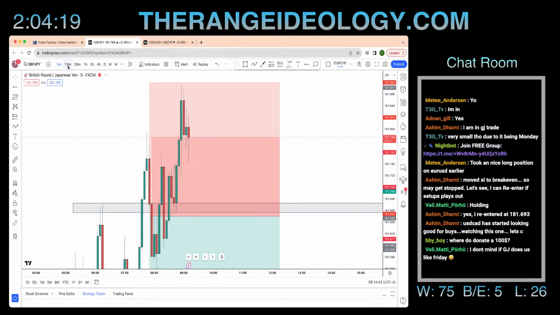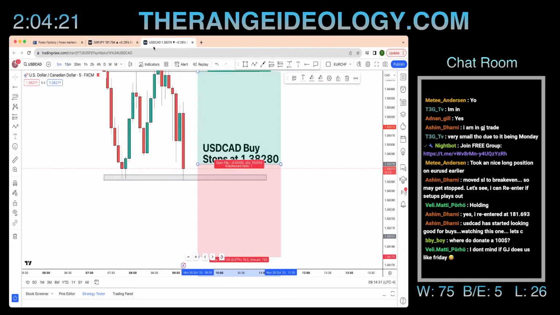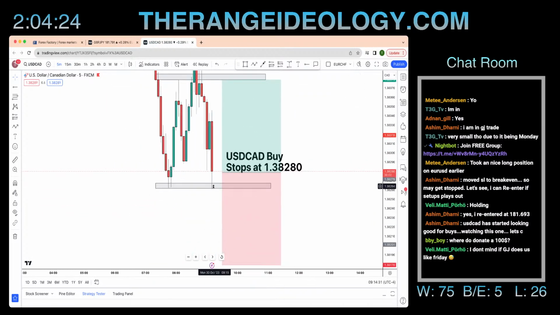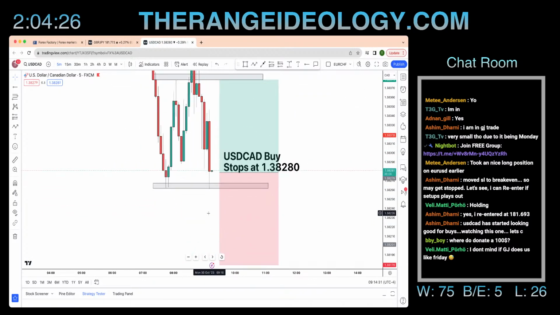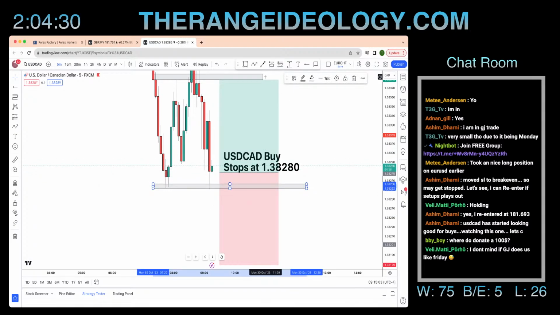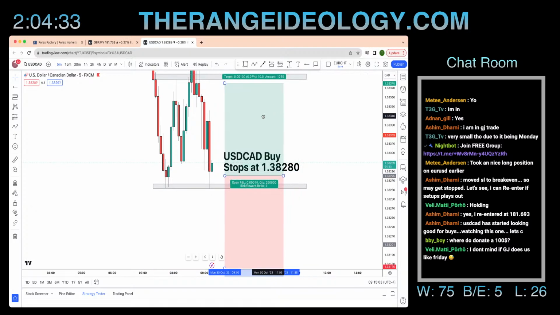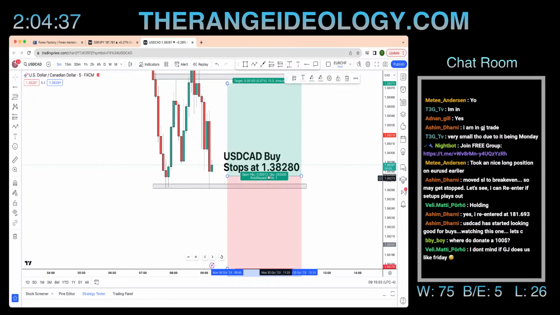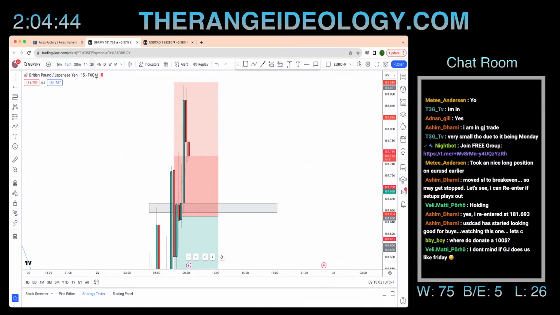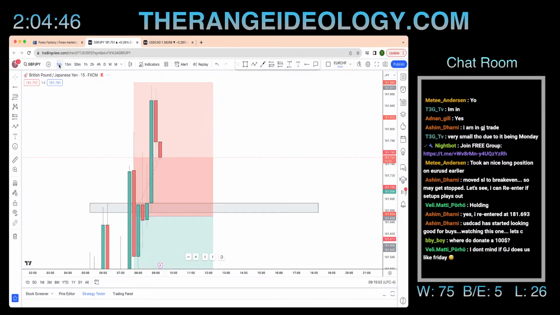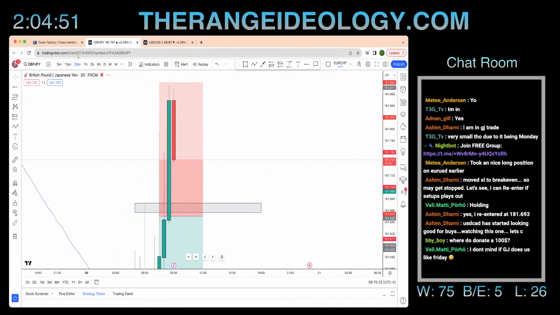All right, new 50-minute candle coming up. Oh, wow, look at USD CAD here, guys. So again, I needed to break below that level for me to consider the buy stops for USD CAD. Oh, wow. No top wick on GJ here. It is making the push down.